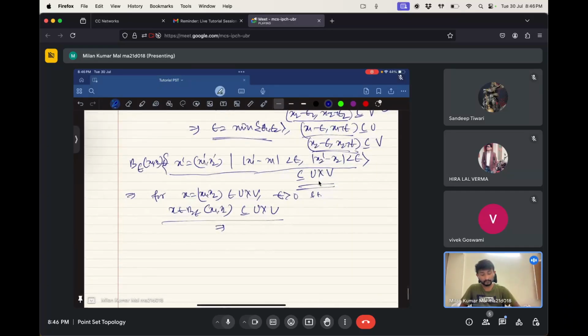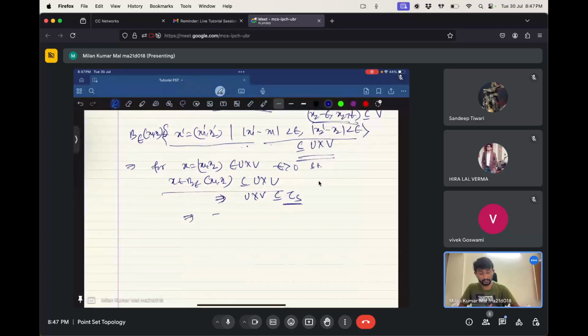So that means U cross V is sitting inside the standard topology of R square, right? This is the set in R square. This is the U in R square. These two are symbolically different, but this is the set in R square. Okay, so this is the thing. So that means tau of P is a subset of tau of S.